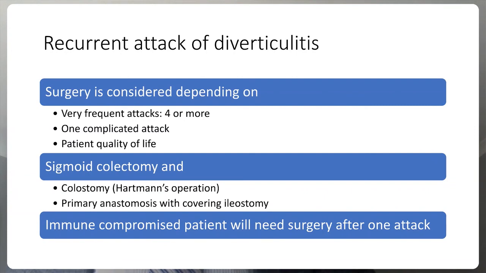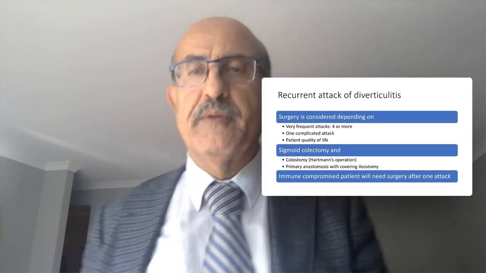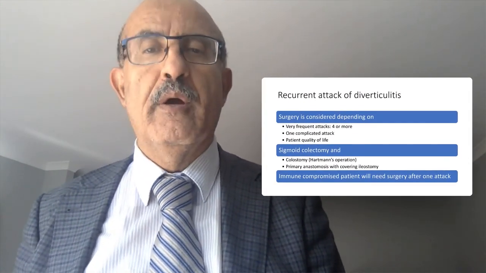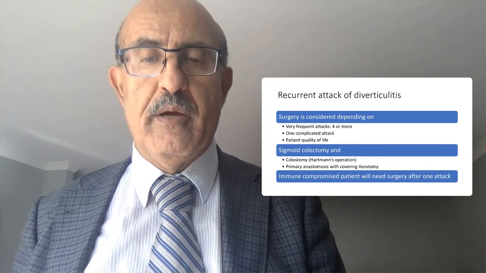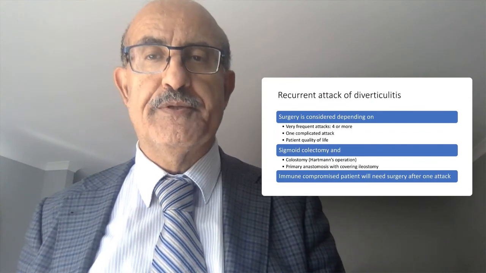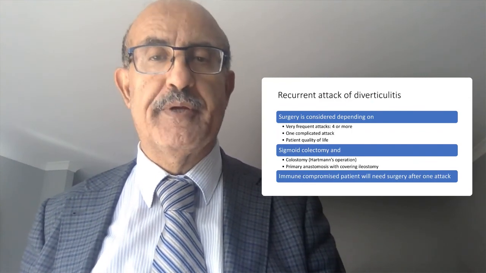Another category of patients that could face recurrent attacks of diverticulitis and need surgery are those who are immune compromised, on methotrexate for rheumatoid arthritis or other cytotoxic agents for organ transplants. They tend to have severe attacks of diverticulitis, and they tend to recur, and they do better with an elective sigmoid colectomy with or without anastomosis. That depends on the discretion of the treating surgeon.